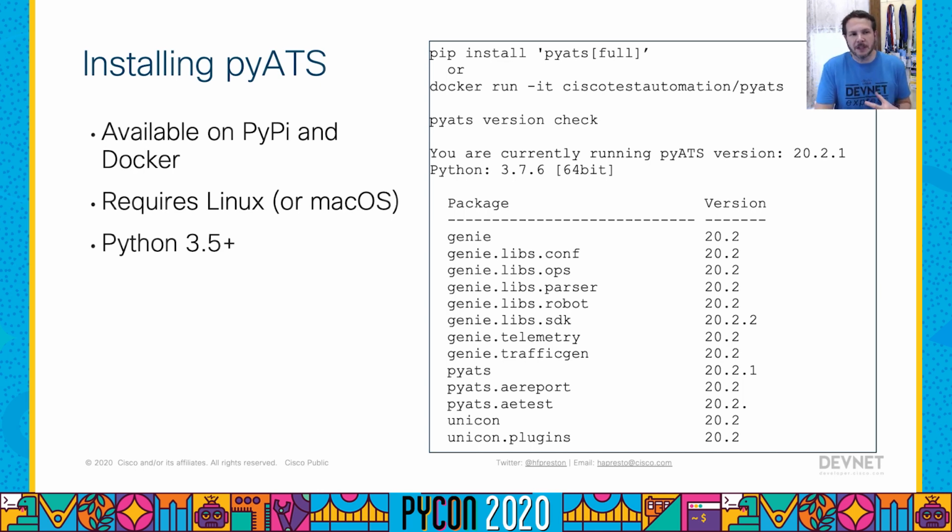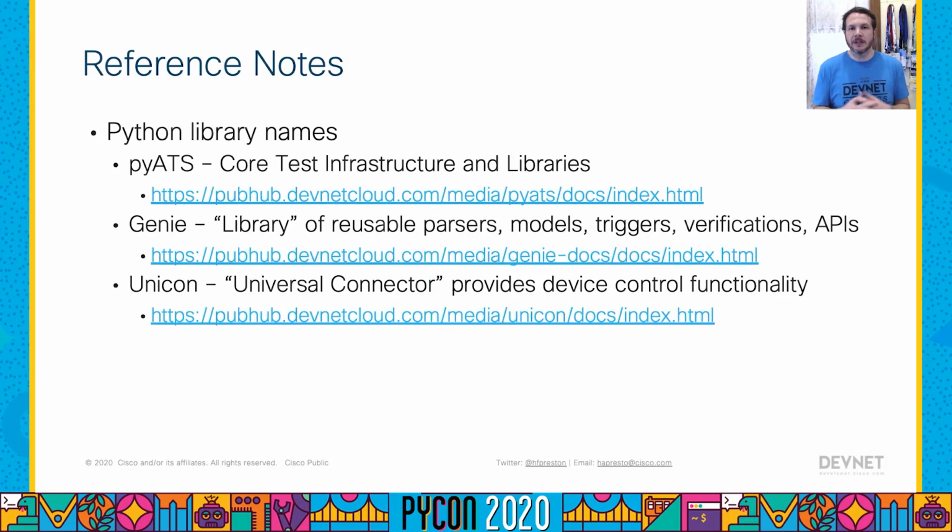Now, a couple of reference pieces. Even in this display, we can see that we've got version information for libraries called Genie, pyATS, and Unicon. These correlate back to that pyramid that we saw a few slides ago. The pyATS Python libraries tie back to that core test infrastructure. This is for connecting and running those tests. Genie is the pyATS library, composed of reusable models, triggers, parsers, verifications, and a whole suite of APIs that you can use to talk to and manipulate your network devices that are out there.